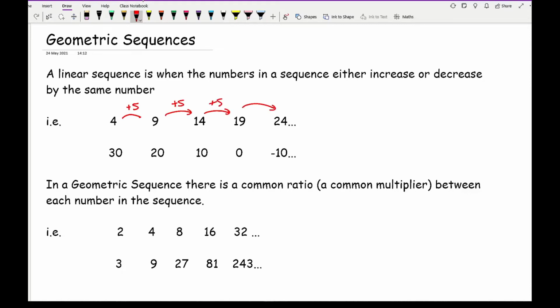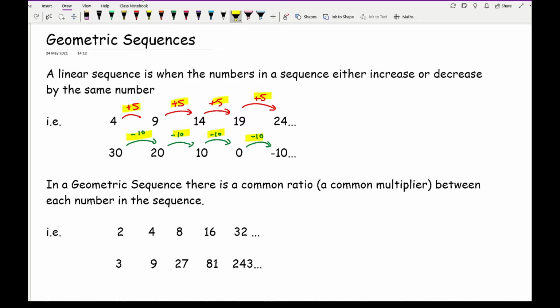And likewise for the one that's underneath it, we can see that in this sequence the numbers are decreasing by a fixed number of -10. And so the fact that all of these differences are the same would represent that this is a linear sequence. So it's either going up or down by the same number.